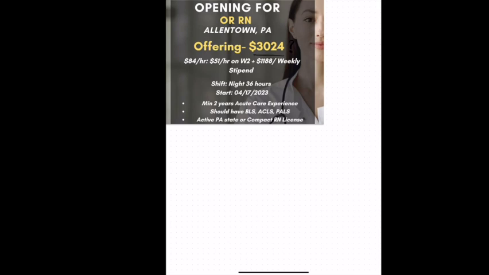And as you can see here, right away they're giving you that blended rate, $84 an hour. It says $51 an hour on the W-2, so that means taxes right here. When it says W-2, that means your taxable income. And then you have $1,188 for the weekly stipend. And it's not broken down into meals and housing here. And it tells you that it's 36 hours on nights, and your minimal experience.